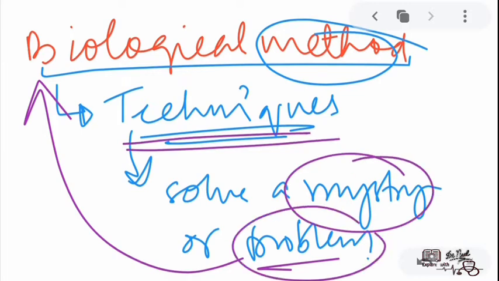So definitely these techniques are to be used to solve a mystery or problem. What basically a biologist does is that a biologist follows a series of steps in order to solve a certain biological problem. That series of steps is known as biological methods. Alright, so now let's take a look at those steps.